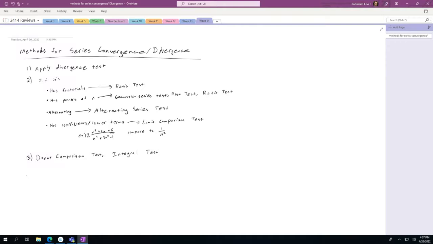And one thing that I'm lastly going to note is keep an eye out for telescoping series, because sometimes those will crop up.